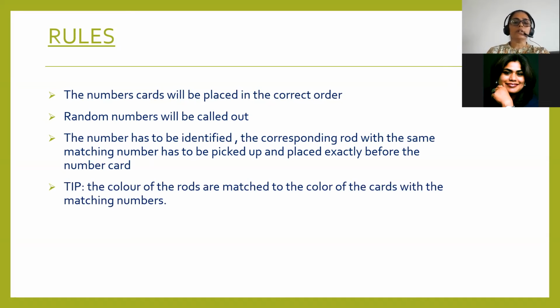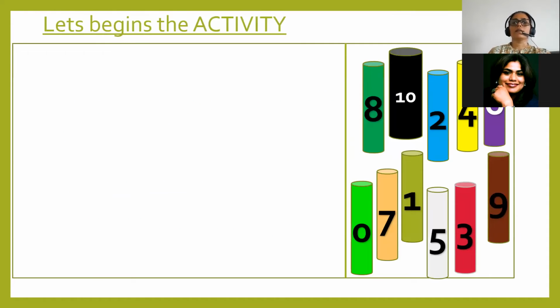Now the tip over here is because you are virtually placed over there and we are taking a virtual session. That's the reason I have put up the colors, so that when you identify the color of the rod matching with the color of the number card, you will tell me. I will pick up that rod and I will place it exactly below the card. Clear? Can we go ahead and start and see the color sequence and the number sequence as well? Great. Okay, so here we start with the activity.